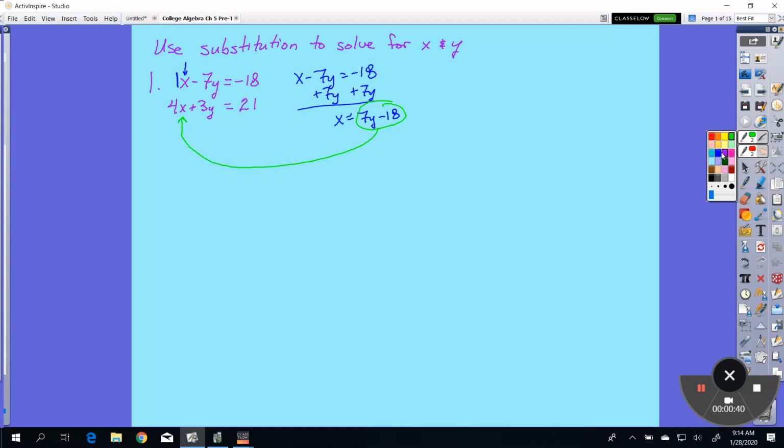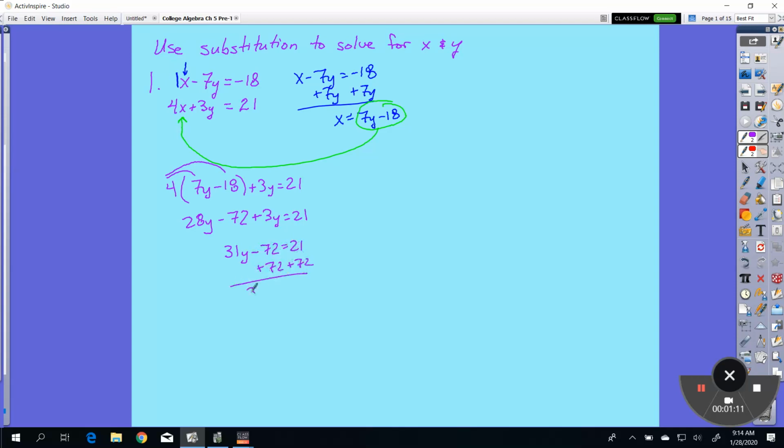So now you're going to have 4 times, we're replacing the x with 7y minus 18, plus 3y equals 21. So times the 4 in, that makes 28y. 4 times negative 18 is negative 72 plus 3y equals 21. So 28y plus 3y makes 31y, minus 72 equals 21. Add the 72 over. So 31y equals 93.